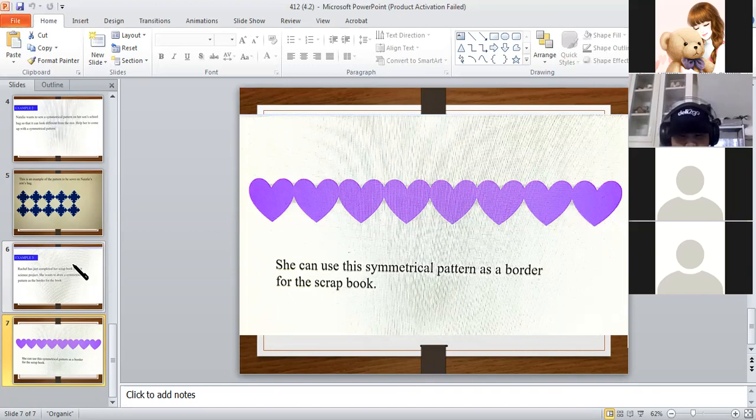Understand or not? This is an example of answers, but in your worksheets there will be no answers. You have to create your own patterns or figures. Understand or not, Queeners? Understand, teacher.